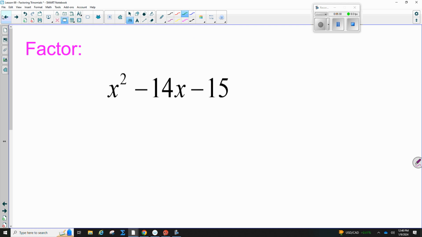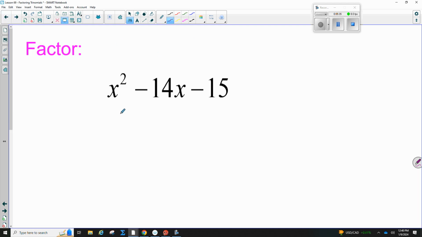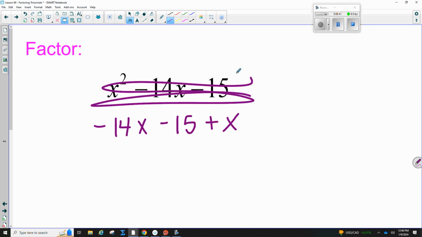Hold on, I feel like I didn't do one that's out of order. So let's just switch this up really quick and write it down like this. Oh, we need a squared. Okay. If it's not in order, you have to put it in order or you might get confused, okay? So always put your x squared first and then your x term next and then your constant that doesn't have a variable last, okay? Once it's in order, now you can factor tractor.